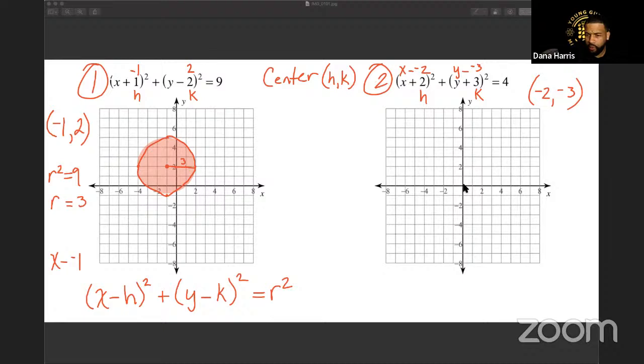So negative 2, negative 3, starting from the origin, negative 1, negative 2, negative 1, negative 2, negative 3. Boom. R squared equals 4. If we take the square root of both sides of that, the square root of 4 is positive and negative 2, but in this case, because we're talking about distance, it's just 2. All right, so here from the center up 2 units, 1, 2, boom. To the right 2 units, 1, 2, boom. Down 2 units, 1, 2, boom. Left 2 units, 1, 2, boom.